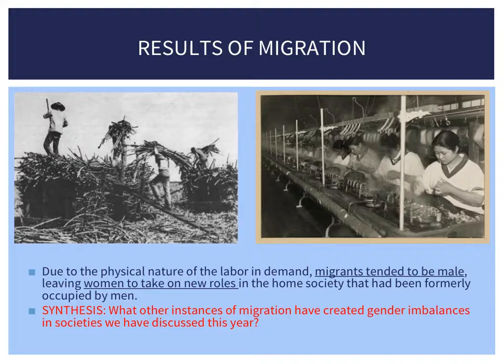And so there's a question here: what other instances of migration have created gender imbalances in societies we've discussed this year? There should be a real evident example to you, which you can pause the video and discuss, something about labor systems that we've previously studied. And then when you're ready to unpause, you can go on to the next slide.